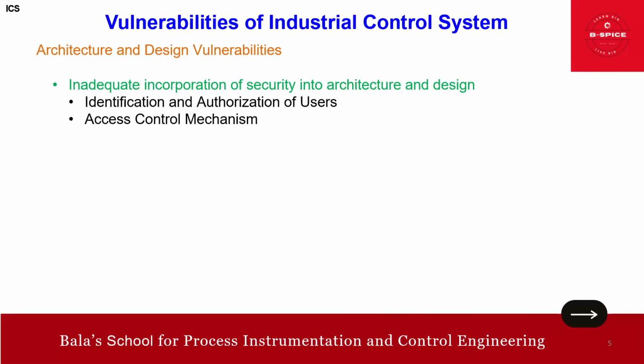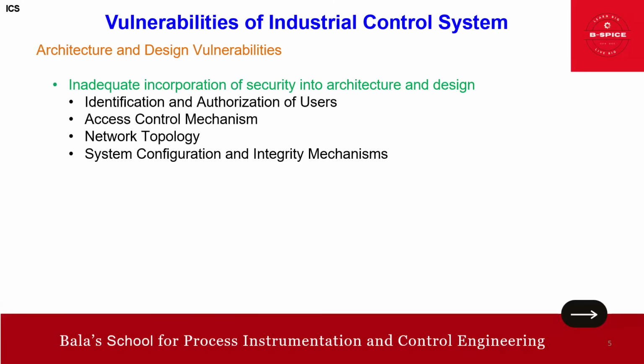Then network topology. The network topology should be designed with security in mind, meaning network segmentation, firewalls, and other security measures should be deployed to prevent unauthorized access and isolate the critical components from less secure areas. So that is the point. Then system configuration and integrity mechanism.